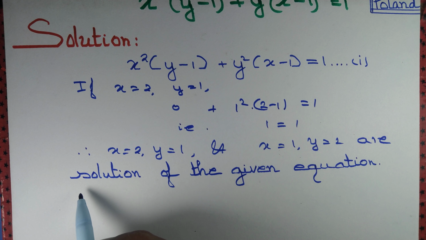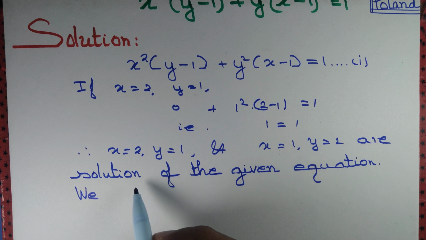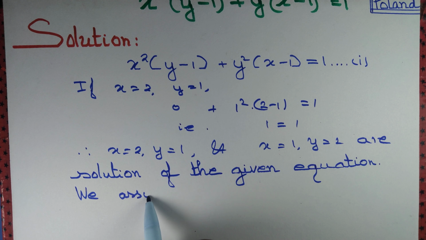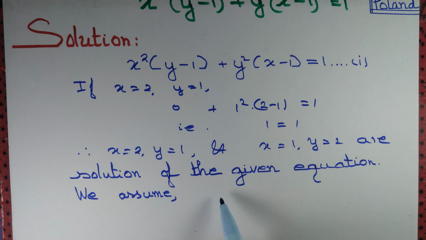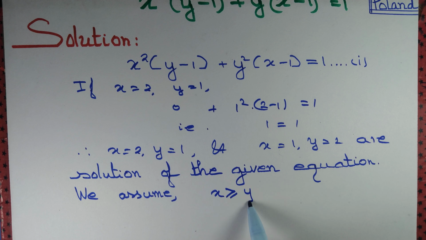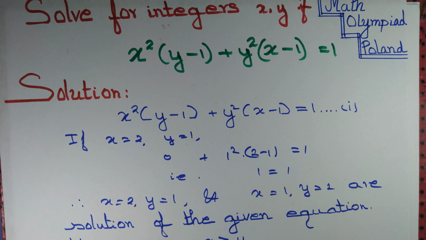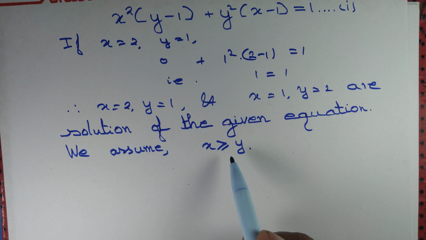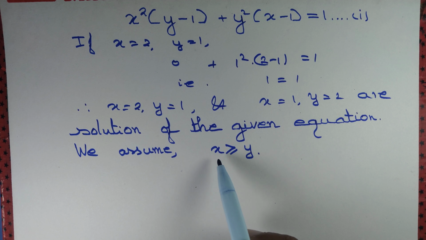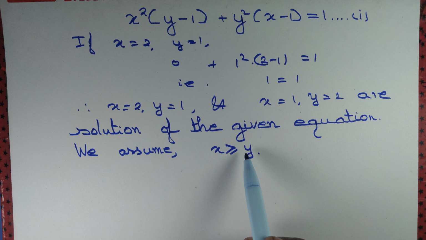Further, we assume x is greater than or equal to y, because we can interchange x and y. If y were greater, then by interchanging we can obtain that x is greater than or equal to y, and from one solution we can obtain the other solution by just interchanging x and y.